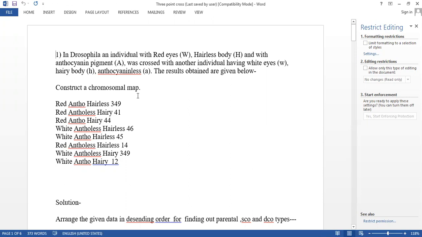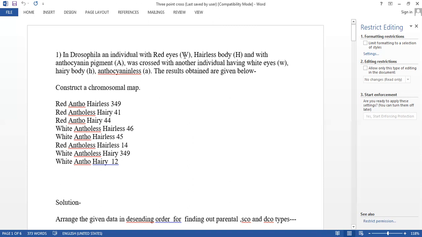Now, what are the results obtained? The offspring which were produced showed all these combinations. Combination number 1, red, anthocyanin, and hairless. This combination was 349. 349 individuals were showing this combination. Similarly, all other combinations: white, anthocyanin, hairy, 12. Red, anthocyanin-less, hairless, 14. So these were the actual individuals which were obtained. So the problem will be given to you in this manner. And what is asked? Construct a chromosomal map.